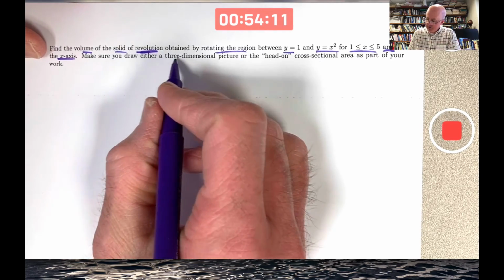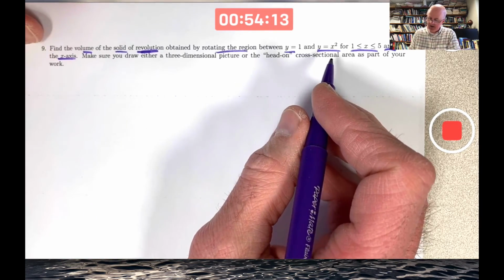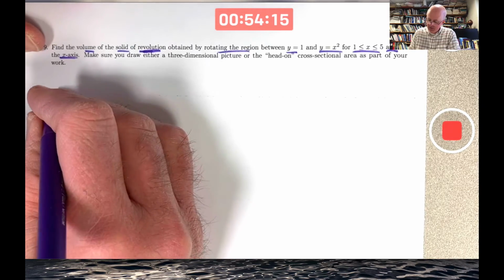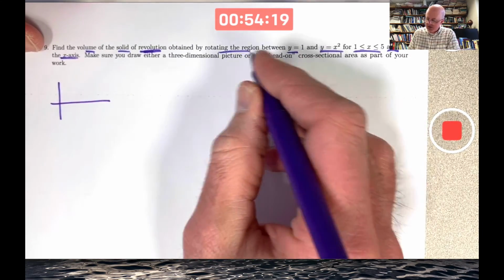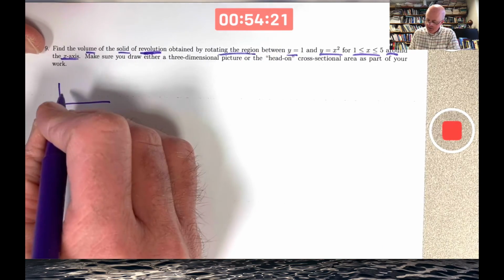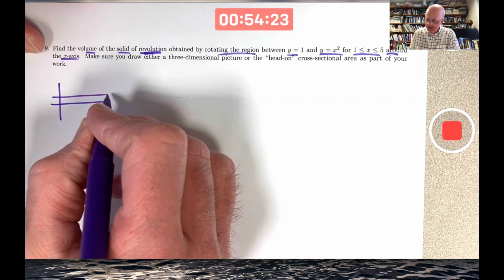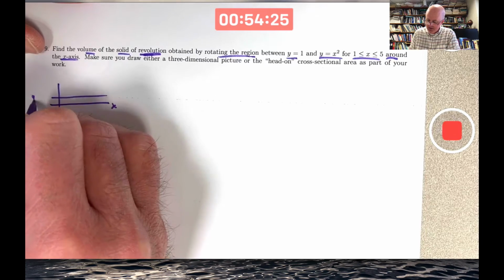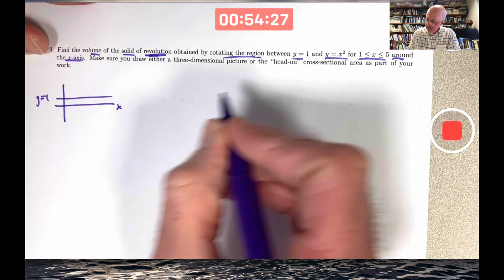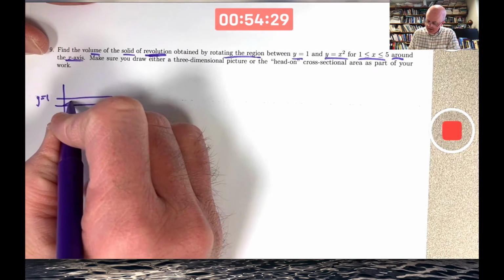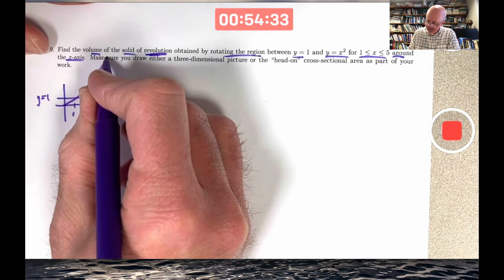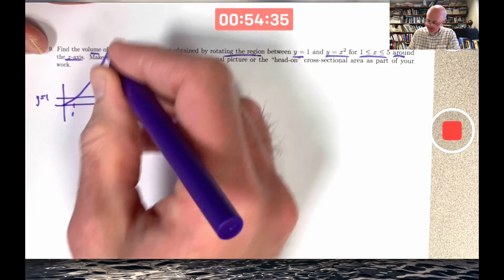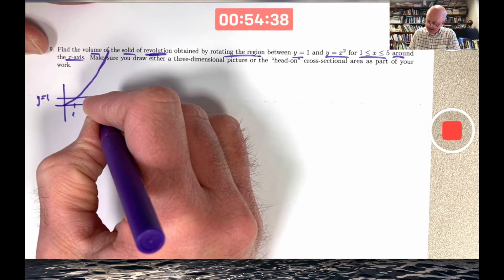Make sure you draw either the three-dimensional picture or the head-on cross-sectional area. And again, I will try to draw both, but I'll start with a two-dimensional picture of this region. Y equals 1 is a horizontal line. Here's the x-axis. This is y equals 1 here. Y equals x squared is going to look like this. Say 1 is there. It's going to go way up pretty fast. Okay, so this is not really to scale.